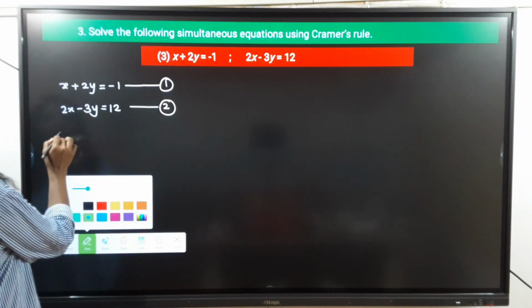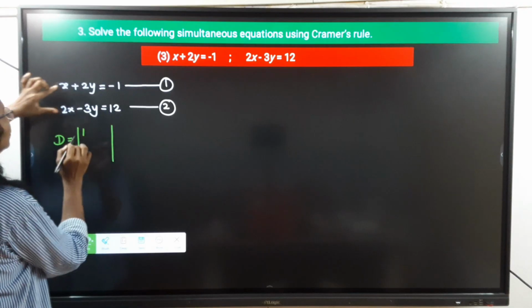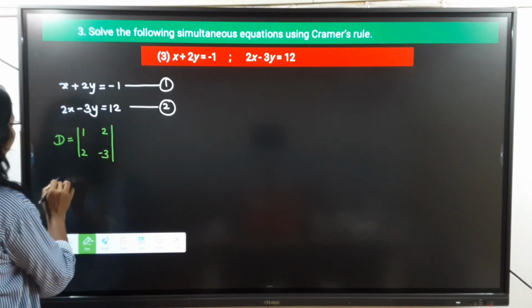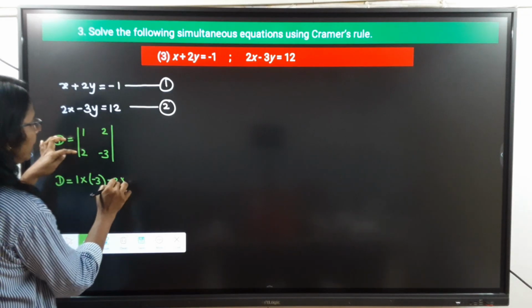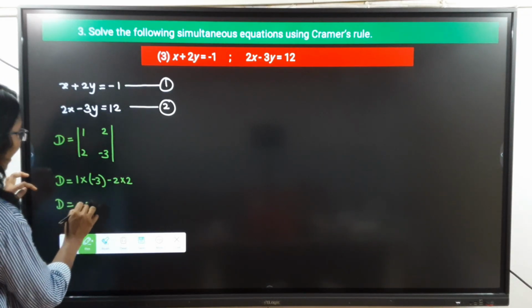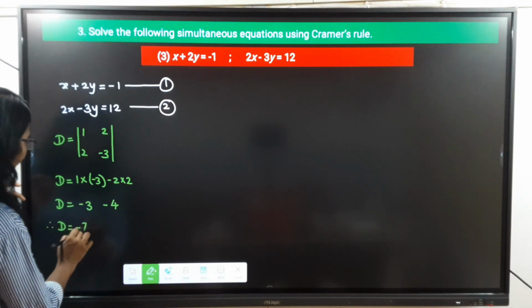Next is the arrangement of D. Here 1, 2, then 2, -3. Therefore D = 1 × (-3) - 2 × 2. Therefore D = -3 - 4. Therefore D = -7.